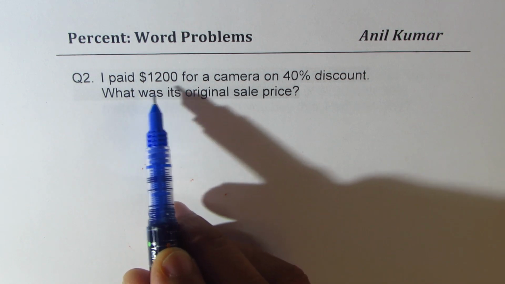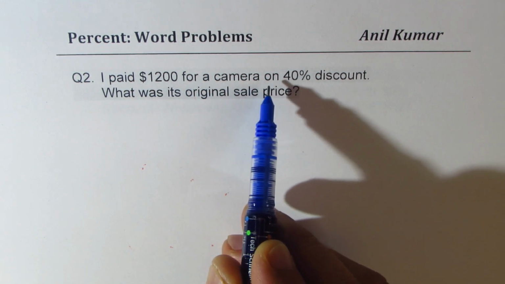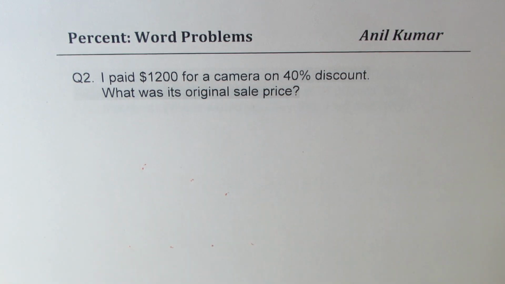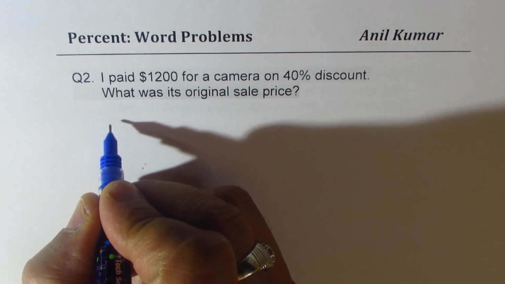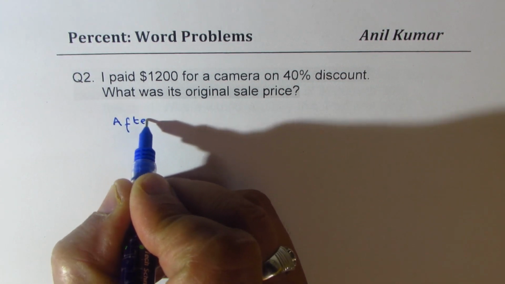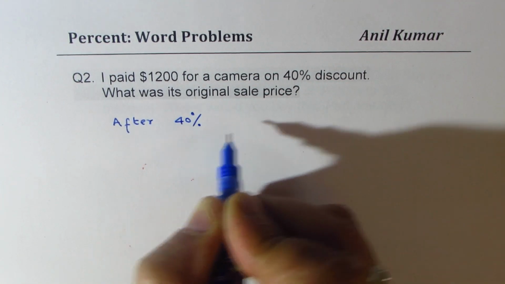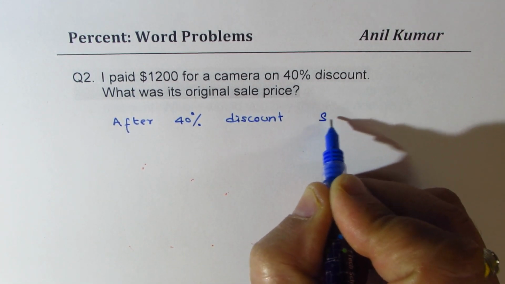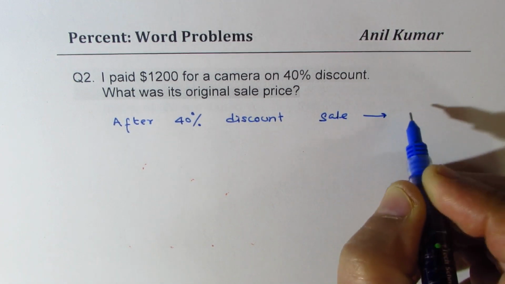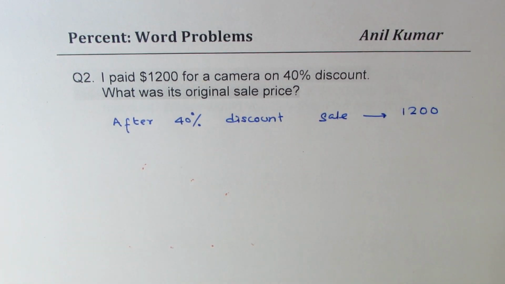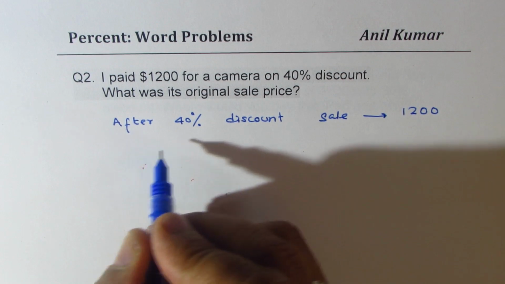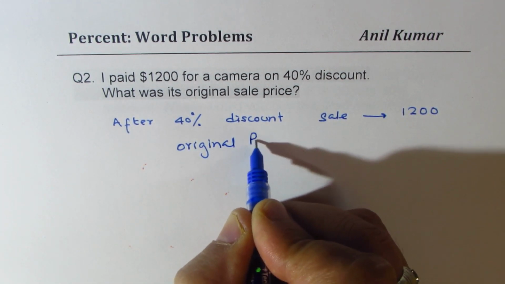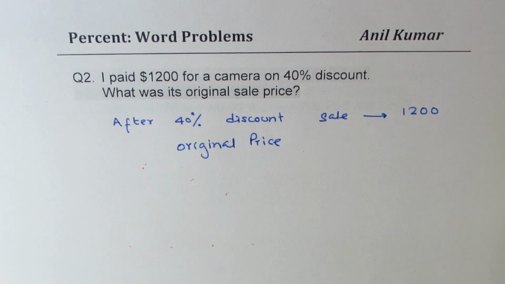I paid $1,200 for a camera on 40% discount. What was the original sale price? So that is to say that after 40% discount, sale price was $1,200. Correct? We want original price. We want original price. Of course, it has to be higher, right?